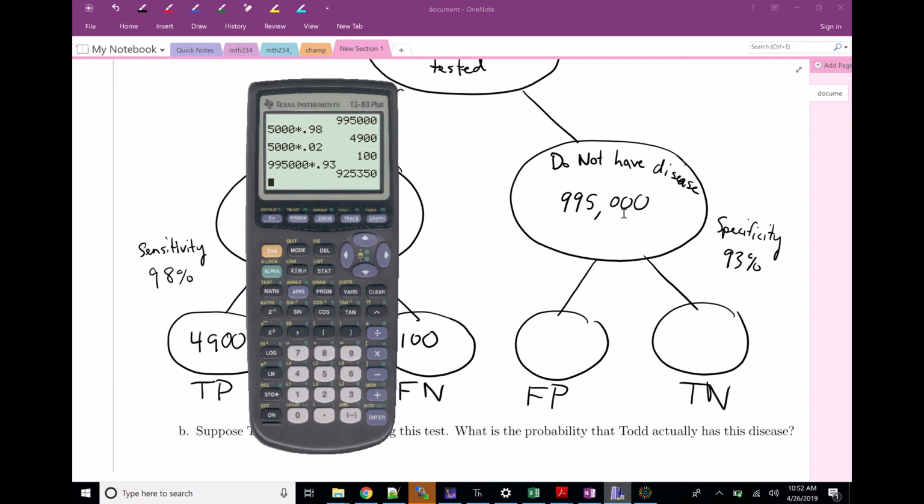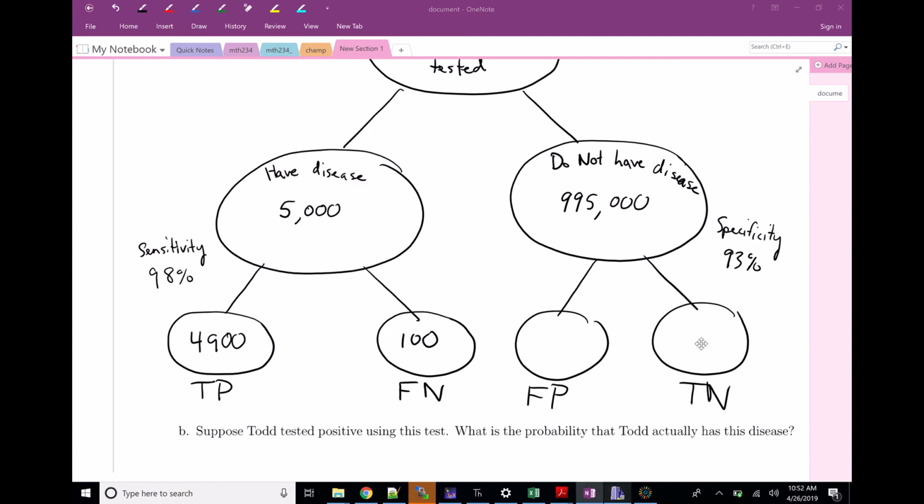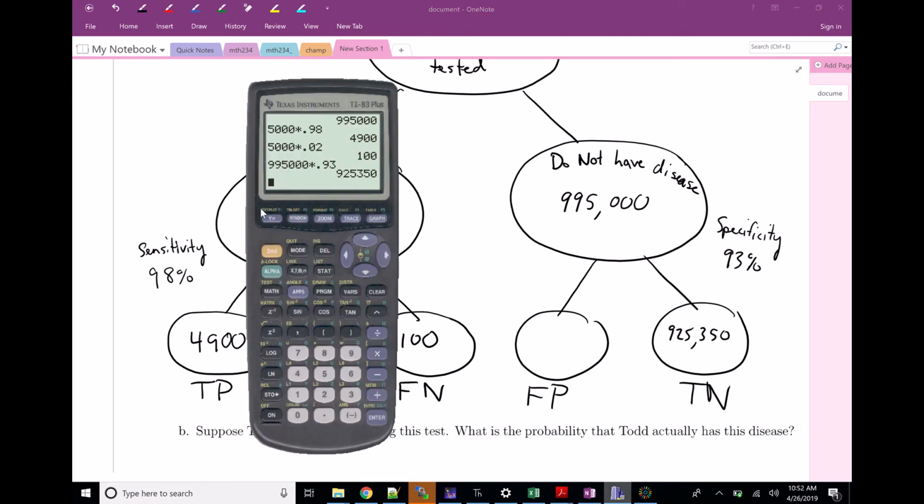So, okay, getting it right in this case means that it comes out with a negative result, right? Because they don't have the disease, and it should tell them that they don't have the disease. So it should come up with a negative result here. So that's going to be 925,350. And that means that 7% of the time it gets it wrong.